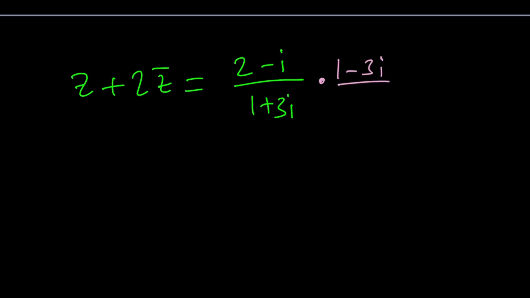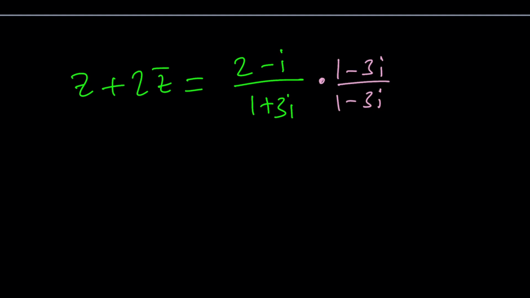Multiply by 1 minus 3i. The conjugate of a complex number is basically found by negating the imaginary part, and the real part stays the same. And for that reason, the conjugate of real numbers are themselves, because they are real numbers. Okay, I hope that makes sense.